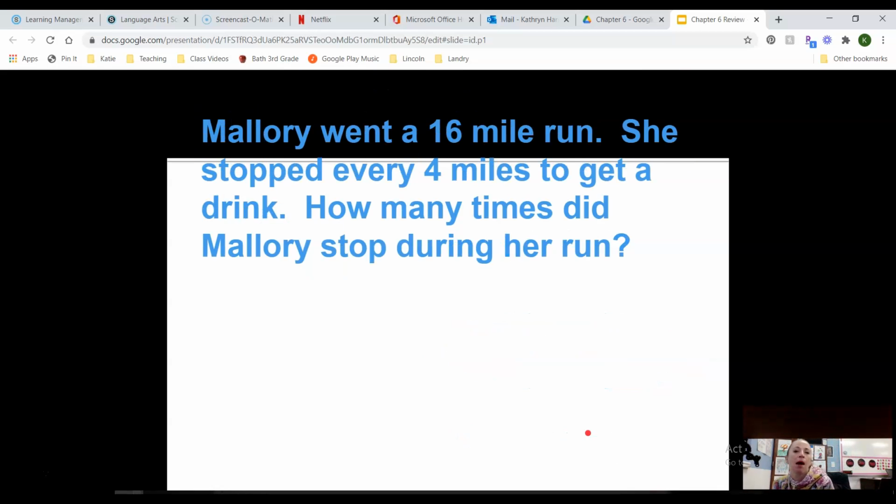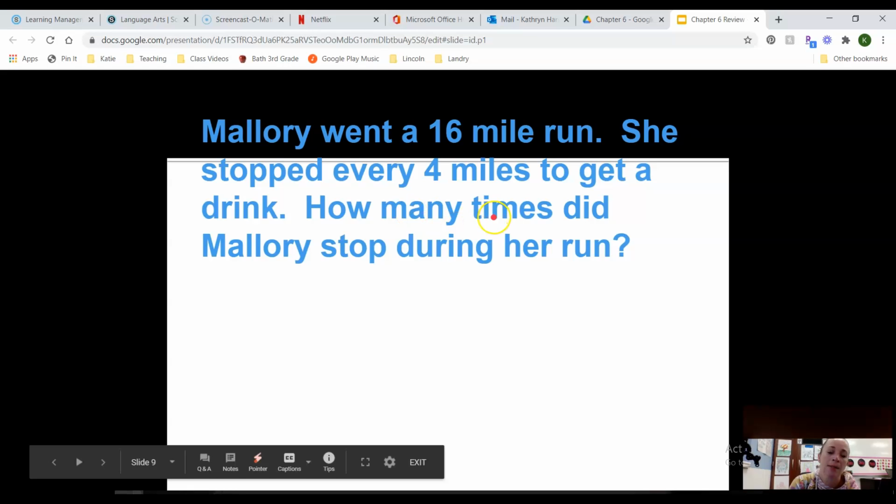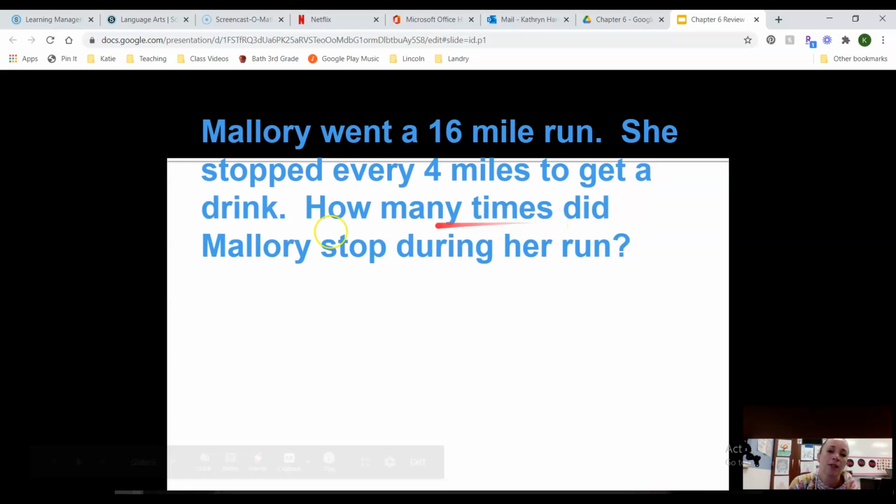Mallory went on a 16-mile run. She stopped every 4 miles to get a drink. How many times did Mallory stop during her run? Let's pull our numbers. We have a 16 and a 4. Write those down on your board or on your whiteboard. Now let's find our key words. Our key words are not as easy as other key words. Where it says how many times. Times is a group. If I don't know my group, how many times, that means I have no G's. If I have no G's or no groups, that means division.